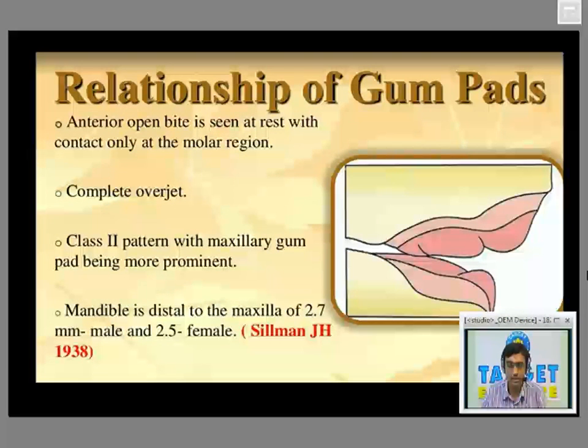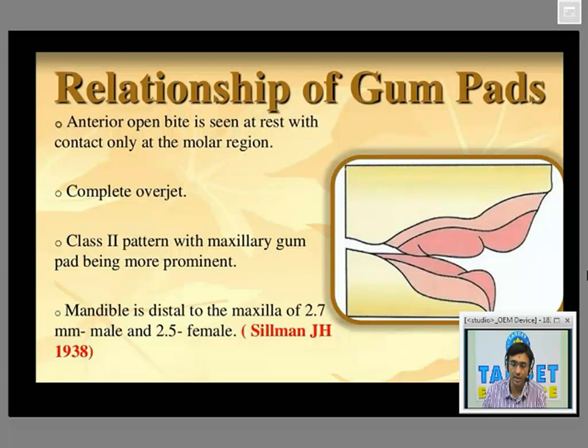Now the relation of the gum pads, that is the maxillary gum pad and the mandibular gum pad, shows certain characteristics. These gum pads show an anterior open bite at rest and they contact only in the molar region. There is always a complete overjet. At the same time, there is a class 2 pattern. Mandible is retrognathic in infants. When babies are born, the mandible is retrognathic.